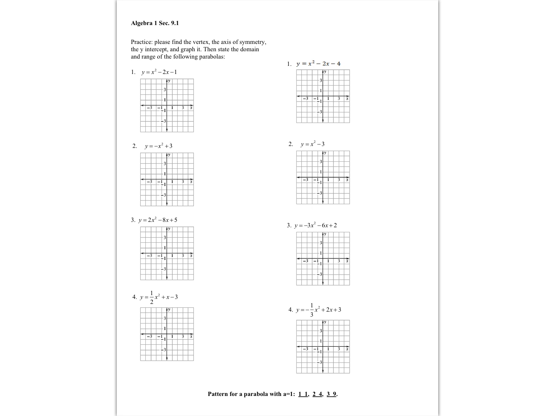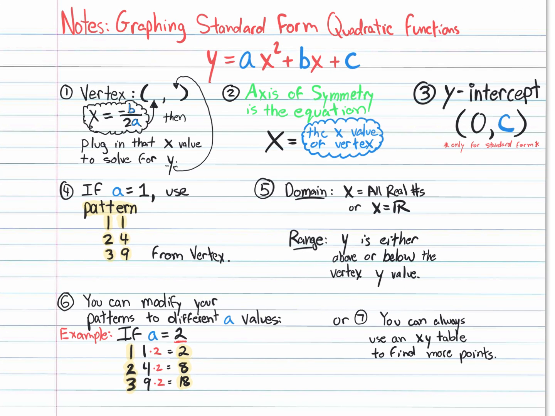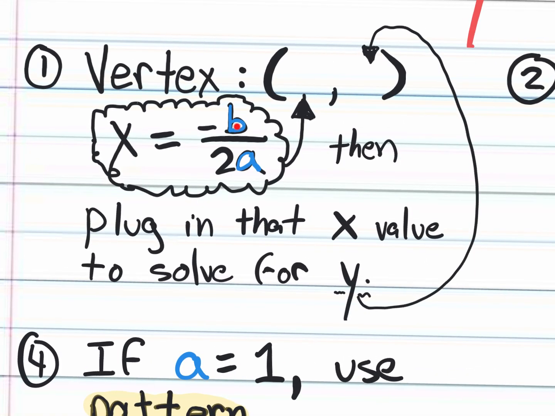Now, on the back side, we have practice. But how about this? Before doing the practice, let's write down some really good notes in our notebooks. So this is pretty much everything that you need to know about graphing standard form quadratic functions, okay? The most important thing is finding the vertex. How do you find that vertex? You're going to use the formula x equals -b over 2a. Then plug that x value to solve for y. So plug in your x to solve for y, and you'll have your most important point.